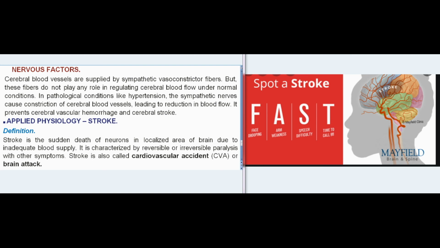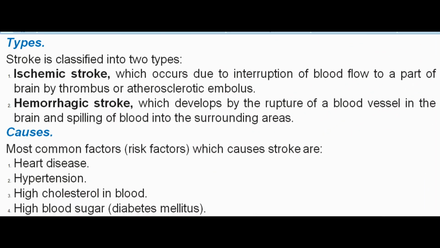Applied physiology, stroke. Definition. Stroke is the sudden death of neurons in localized area of brain due to inadequate blood supply. It is characterized by reversible or irreversible paralysis with other symptoms. Stroke is also called cardiovascular accident, CVA, or brain attack. Types. Stroke is classified into two types: ischemic stroke, which occurs due to interruption of blood flow to a part of brain by thrombus or atherosclerotic embolus. Hemorrhagic stroke, which develops by the rupture of a blood vessel in the brain and spilling of blood into the surrounding areas.